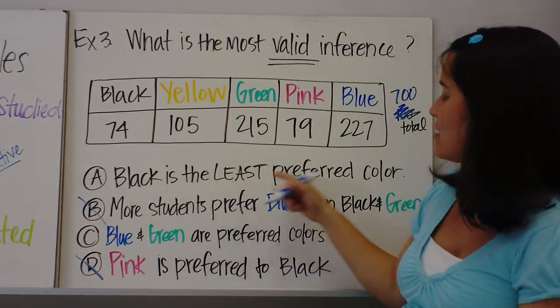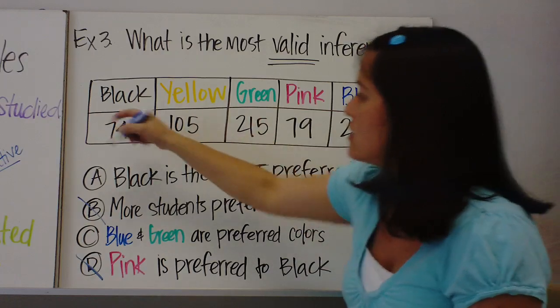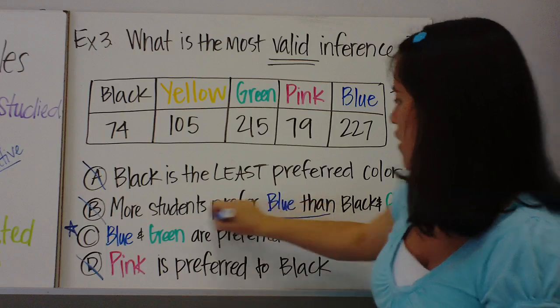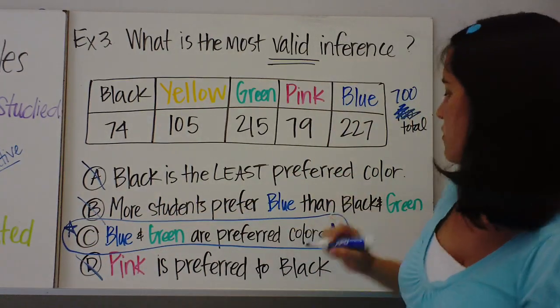So let's go back to A. Black is the least preferred. I think we've established that it's either going to be black or pink. And so blue and green are the preferred colors.